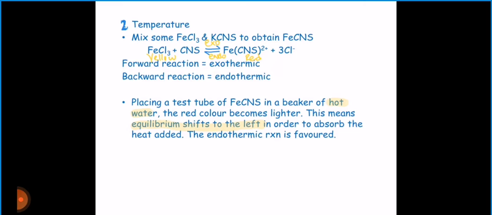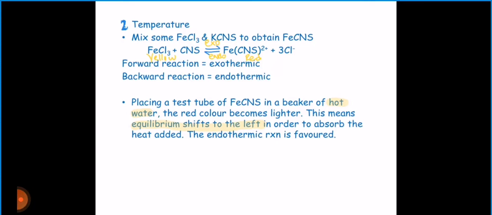So to explain this, we know that if we add heat, we're causing a stress. So what we're going to want to do is reduce that stress. The only way to get rid of heat is to cool it down. So we would favour the endothermic reaction, because the endothermic reaction means that it can absorb heat. So that's why equilibrium shifts to the left side, because the left side, or the reverse reaction, is favoured when there is an increase in temperature.